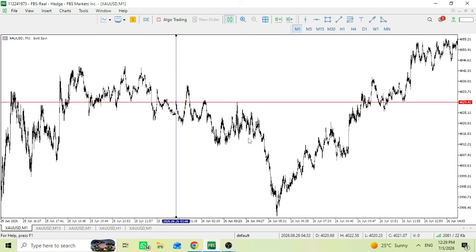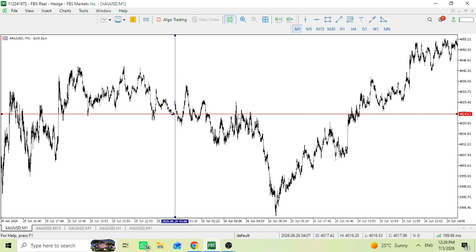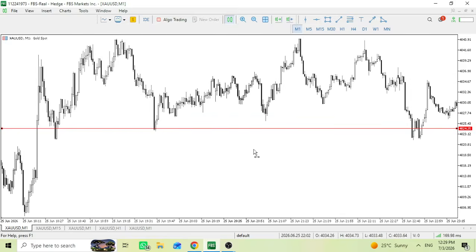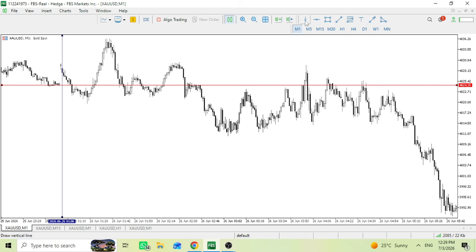Then I will mark 4024.16. Bring this candle here. 4024.16 is there, and I will enlarge this. 4024. Remember that candle opened there and closed where? I want to mark 4026. I want to mark 4 a.m. 3:59 is here. 3:59. This is 3:59.